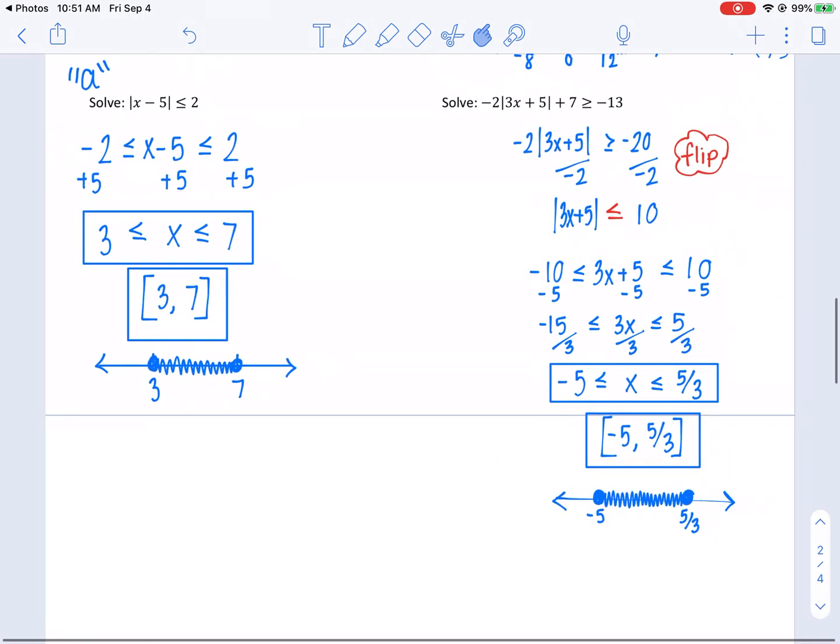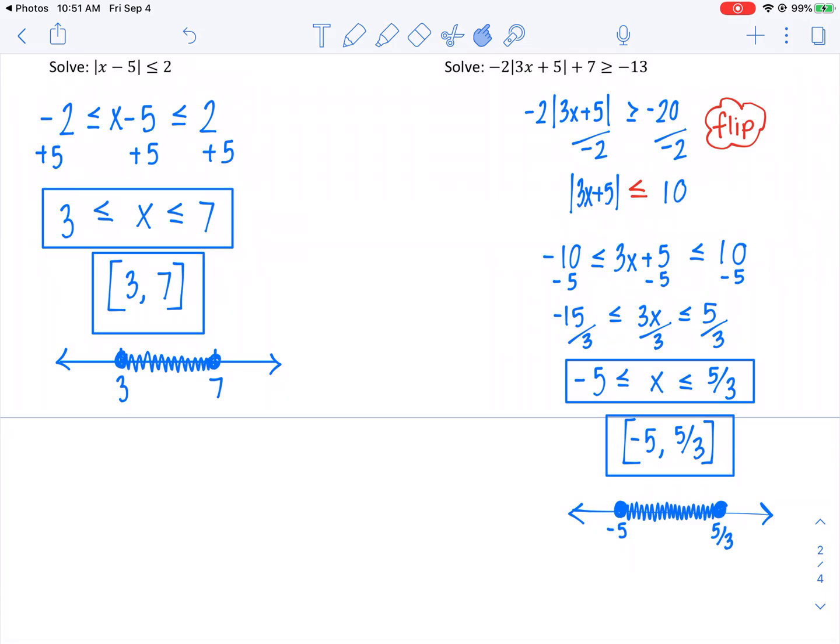Hopefully you got that right. If you didn't, let's ask questions during class. Here is your absolute values with inequalities. Good luck, peeps!